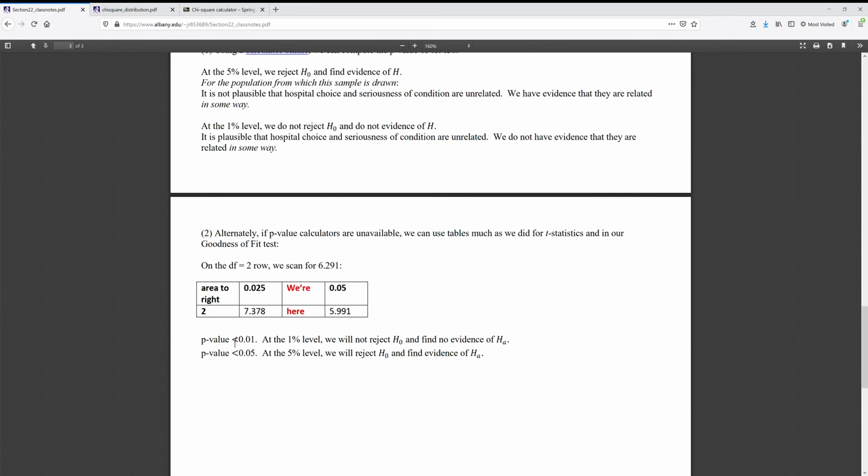So at the 1% level, if you've got to be among the 1% most out of alignment with the ideal in your actual table to be considered suspicious, you're not there yet, and it's not suspicious, and independence is still plausible. We will not reject H0, the independence, and we will find no evidence of HA, that there is a relationship, some kind of dependence, some degree of dependence.